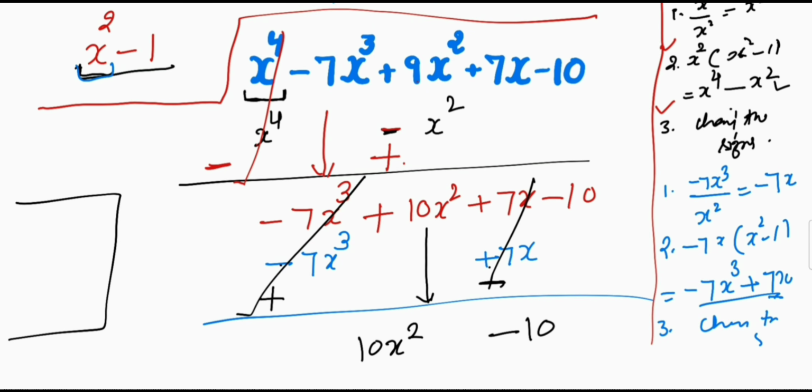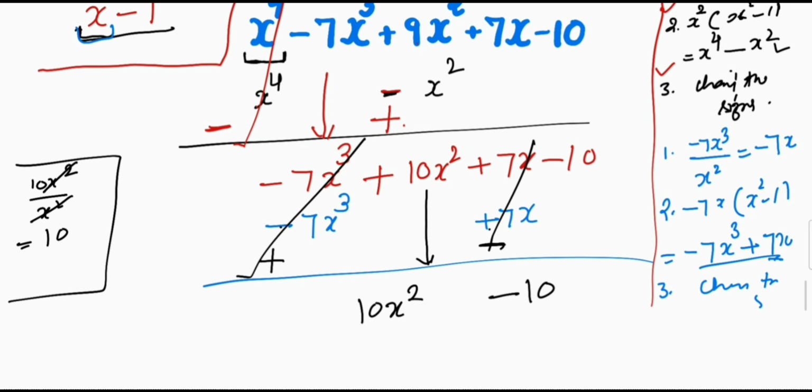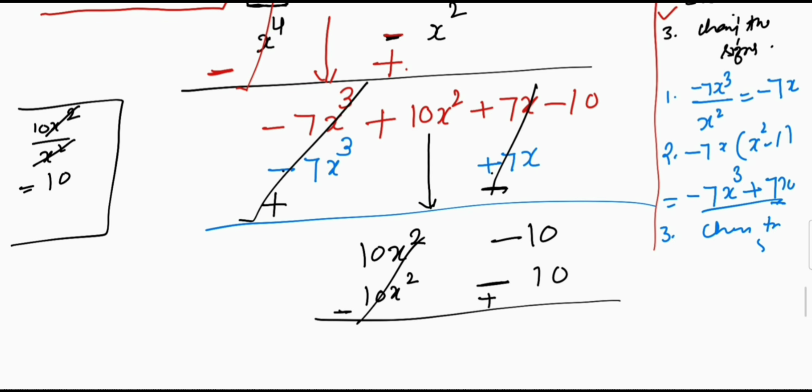So let me write here. 10x square divided by x square, this will get cancelled, we will be left with 10. So this 10 I will write here, plus 10. Now 10 we have to multiply with x square minus 1. So we'll get 10x square minus 10. The third step is changing the sign. Here it is plus, so it will become negative. Here negative, it will become plus. This will get cancelled, so we'll get 0.